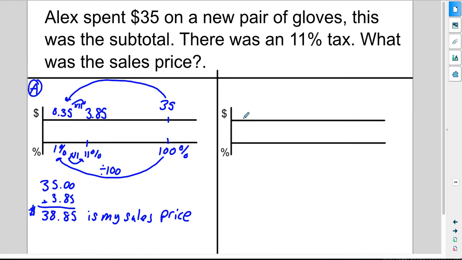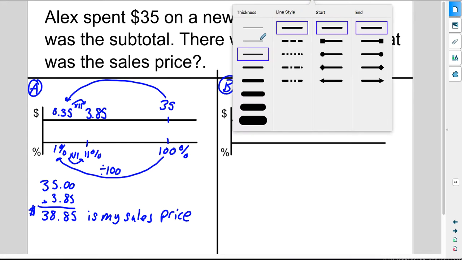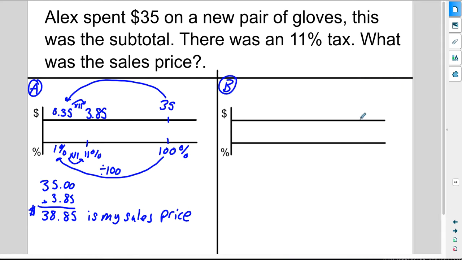Now, while we did solve our problem on this double number line, in method B, we're going to use a different pen color. In method B, what we're going to do is similar to the last method. I'm going to still label that $35 as my 100%. But in this case, I'm not going to look for 11%. I'm actually going to look for 111%, because my $35 and my tax value added together, so my 100% plus my 11%, is going to be my sales price of that 111%.